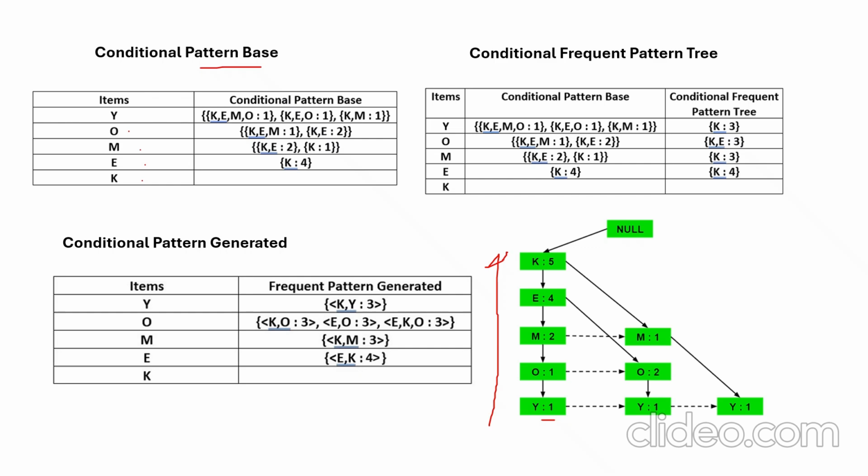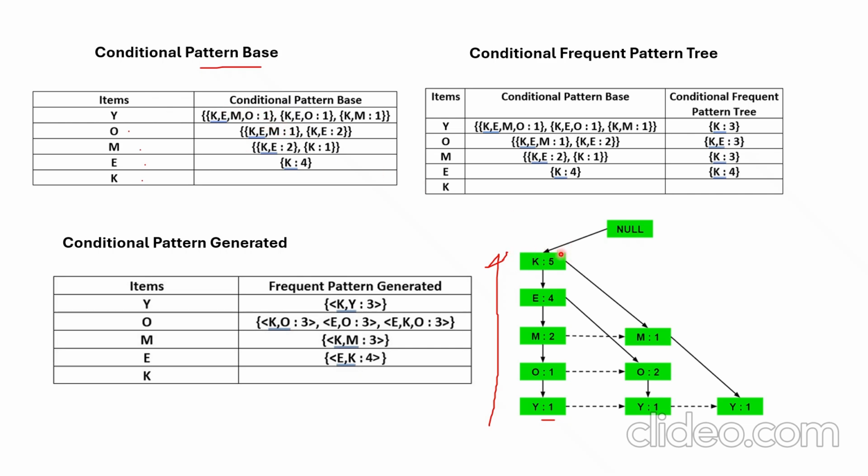Now the next path which reaches Y. Yes, there is one path that starts from K, E, O, and it reaches Y. So K, E, O, 1. What is this 1? This 1 is nothing but the support count of Y. So in this path, the support count of Y is 1. So that is why the support count of Y is 1 here.